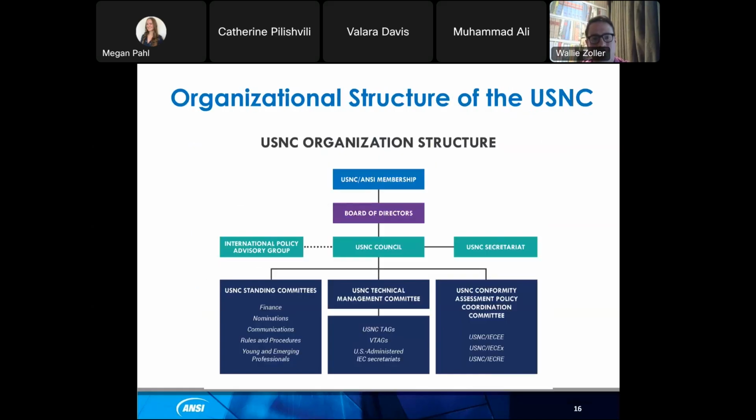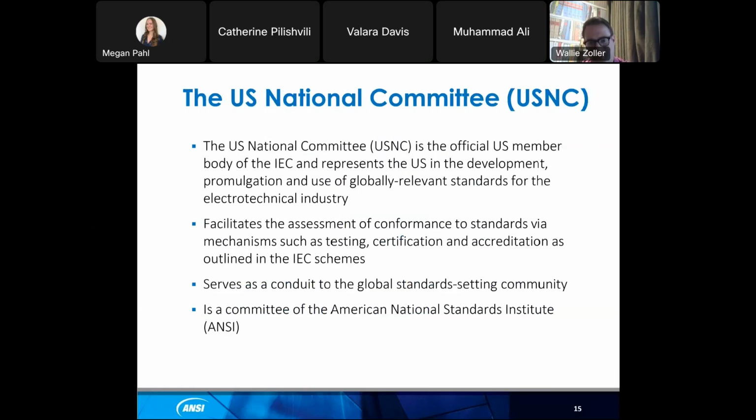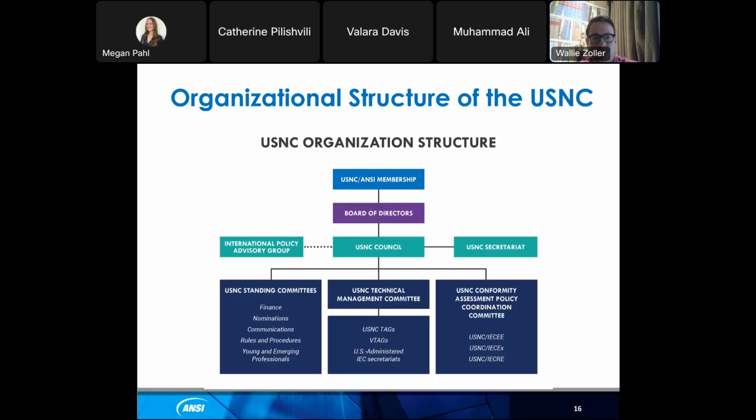It also serves as a conduit for the standard setting community, and is administrated by ANSI. Excuse me, our good friends there who administrate our activities. So, next slide, please. This is a brief organizational structure of the USNC. It slightly mirrors what happens at the IEC in order to make sure that we're participating and making commentary where necessary.